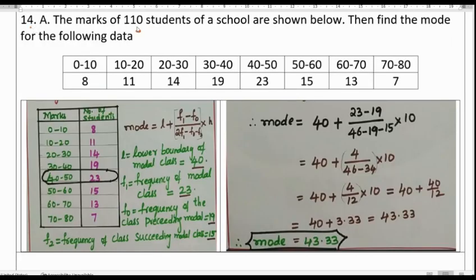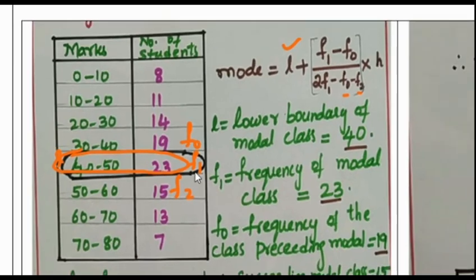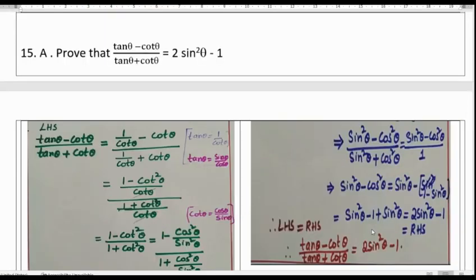14th question. The marks of 110 students of a school are shown below. Then find the mode for the following data. So the mode formula is L plus F1 minus F0 by 2F1 minus F0 minus F2, into H. This is the modal class because it has the highest frequency. This will become L, this will become F1, F0, F2, and we have to replace these values in the formula, and the mode will be 43.33, students.